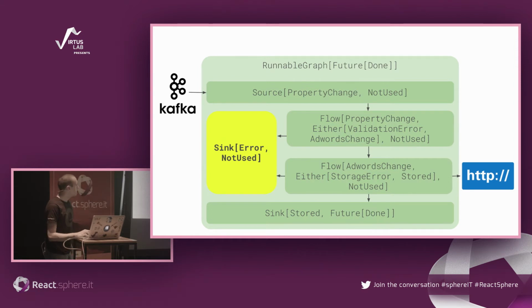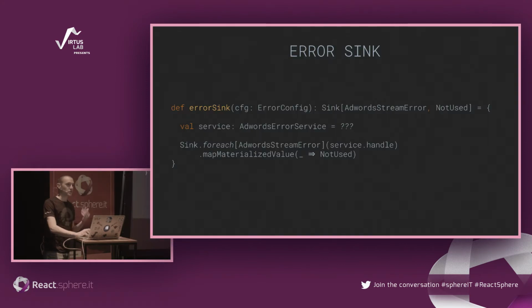So moving on to the error sink, I'm not going to spend a lot of time on this. You probably got the gist of this by now. Again, we use another service here that handles the errors, right? And in this case, we can use Sink.foreach to call whatever this service provides.